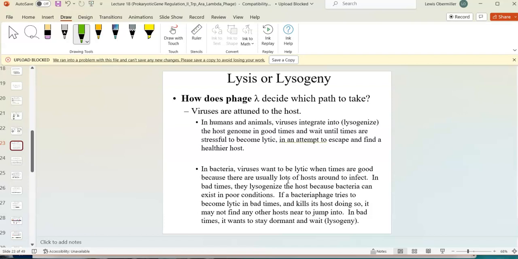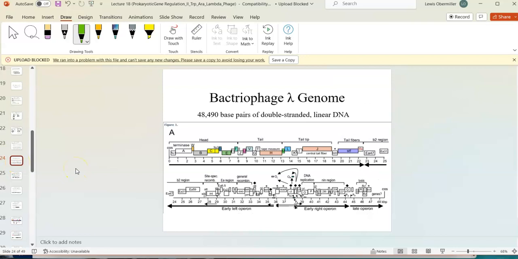They want to infect as many bacteria as they can, because in bad times there may be no other bacteria around. If they went lytic and burst out of the cell, they may not find another host that they can jump into immediately. So bacteria are different than humans and animals as far as lytic and lysogenic. In bacteria, good times lytic, bad times lysogenic.